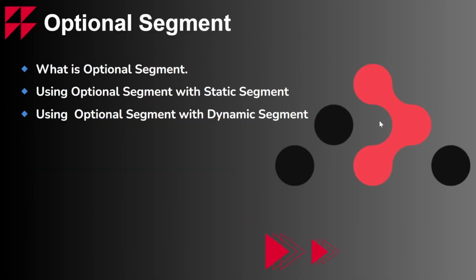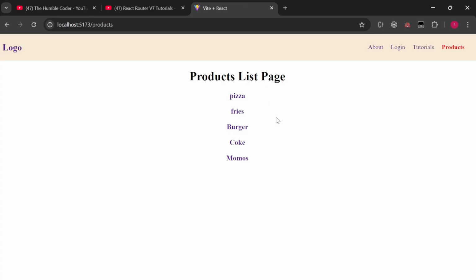Hi guys, welcome back. In this video we are going to see what is an optional segment, and then how we can use optional segments with our static segments and dynamic segments. So first of all, what is an optional segment? Understand that it is an important feature that will let a single root handle multiple URL patterns. When I say multiple URL patterns, what does that exactly mean?